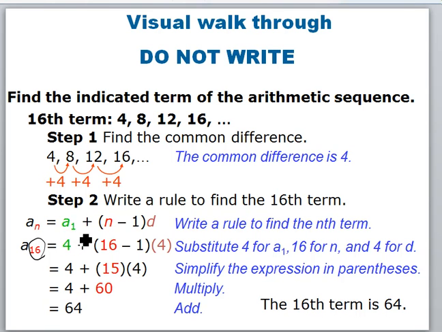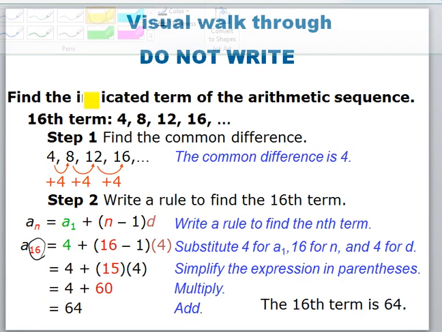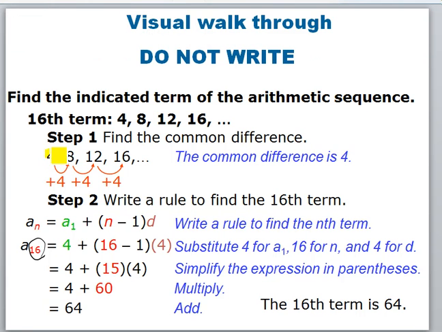Remember, a sub 1 is standing for my first term in the sequence. So I'm going to try to highlight these things. So this is my first term, and that goes right here. The next thing I have is the n, and the n is the number, the term that you're trying to find. The next thing I need is my common difference, and my common difference is 4, and so that's what gets replaced here for the d.